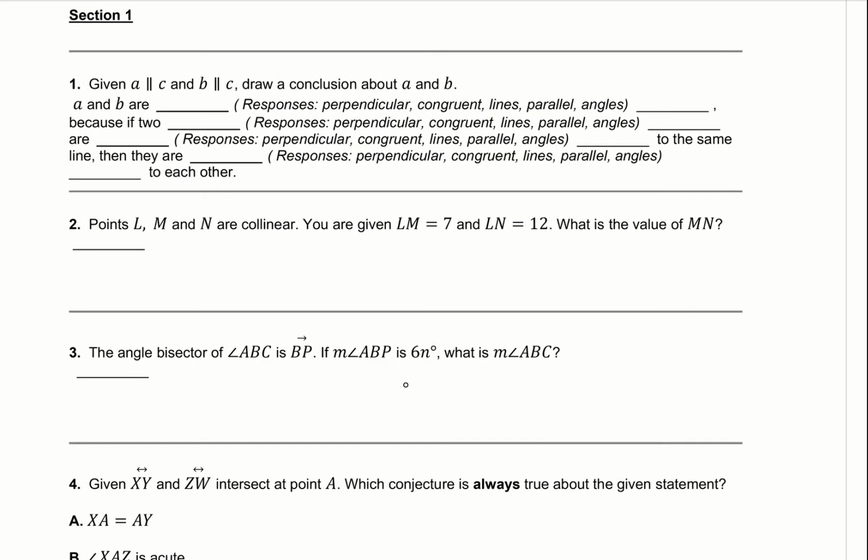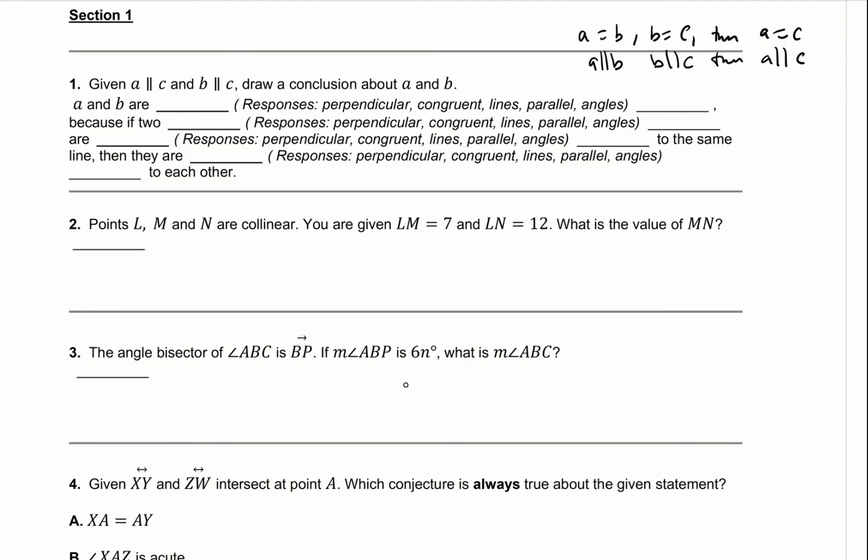So number one says, given A is parallel to C and B is parallel to C, draw a conclusion about A and B. Well, if we know that A is parallel to C and B is parallel to C, then that implies that A is parallel to B, and that's by the transitive property. Remember, the transitive property states that if A equals B, B equals C, then A equals C. Well, this is the same idea. If A is parallel to B and B is parallel to C, then A is parallel to C.